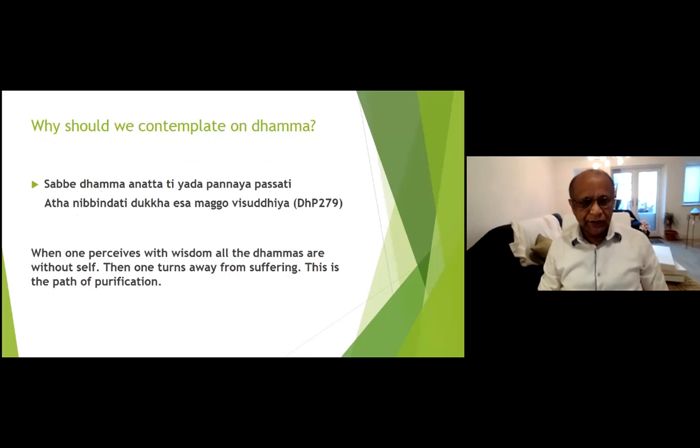Now the Buddha says, Sabbe Dhamma Anattati Yada Panyaya Passati Atha Nibbindati Dukkhe Esa Maggo Visuddhiya. It means when one perceives with wisdom that all the dhammas are without self, then one turns away from suffering. This is the path of purification.